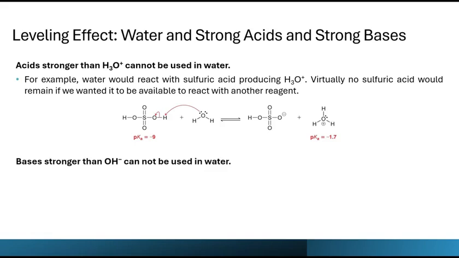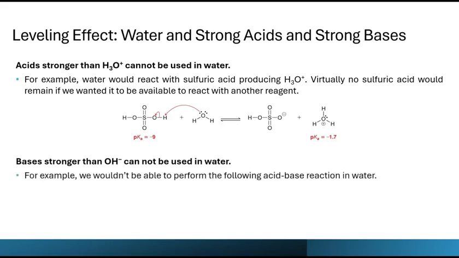Bases stronger than hydroxide cannot be used in water. For example, we wouldn't be able to perform the following acid-base reaction because the negatively charged amide species here would immediately react with water and not remove H plus from our sp hybridized carbon.